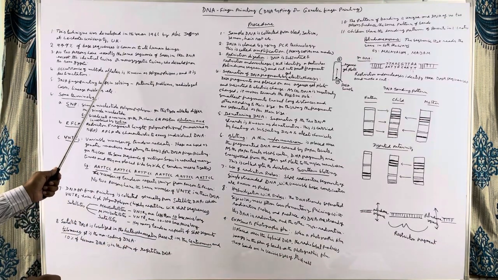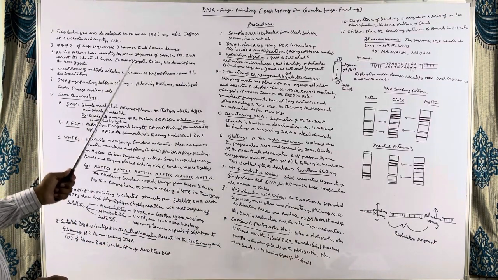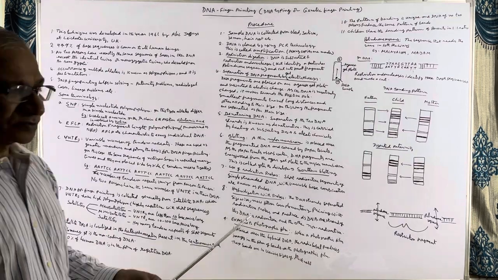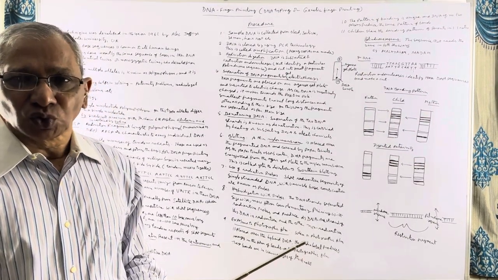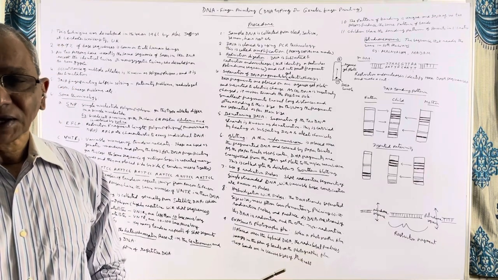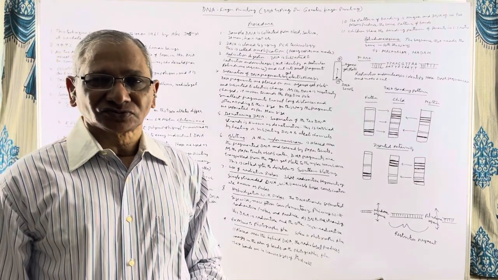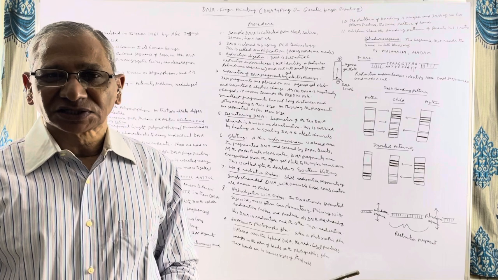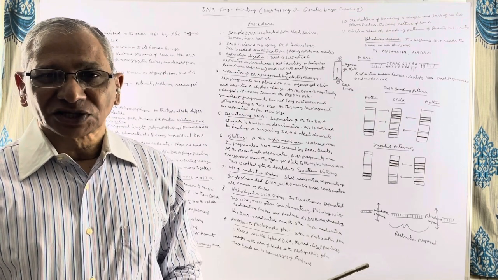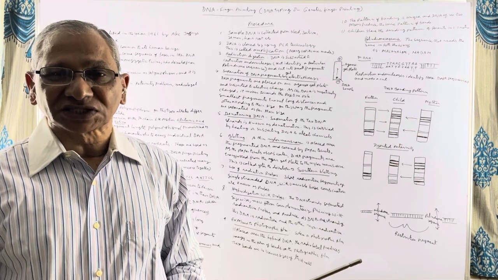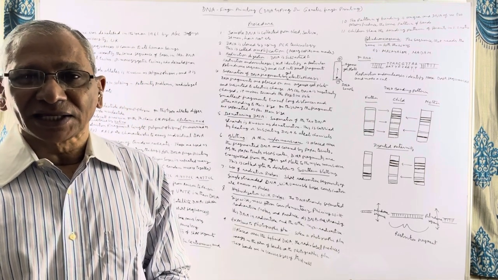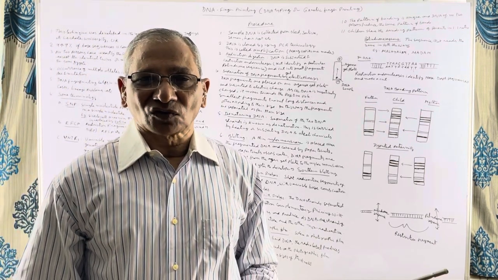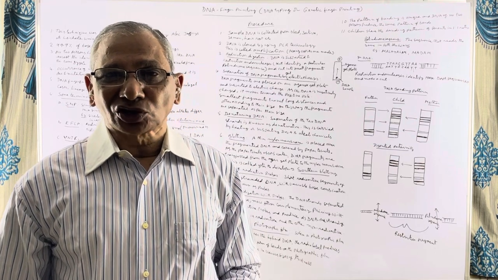Then, the base pair sequence is not identical in any two human beings except the identical twins. Who are the identical twins? They are also known as monozygotic twins. They develop from the same DNA because they develop from the same zygote.